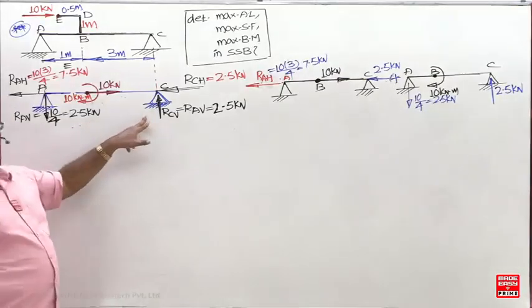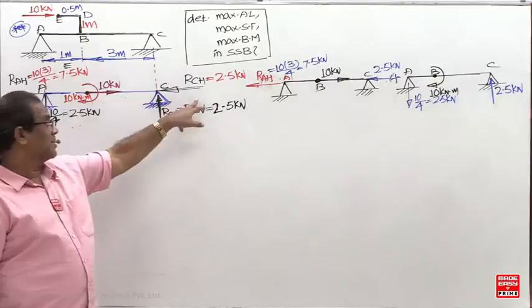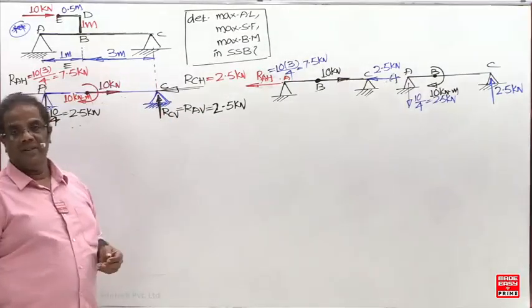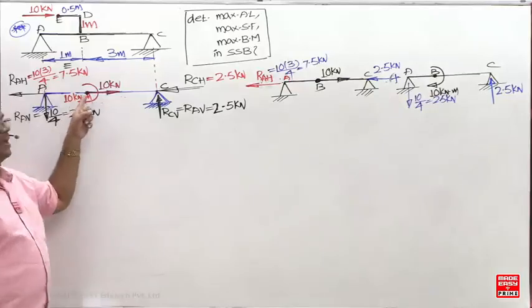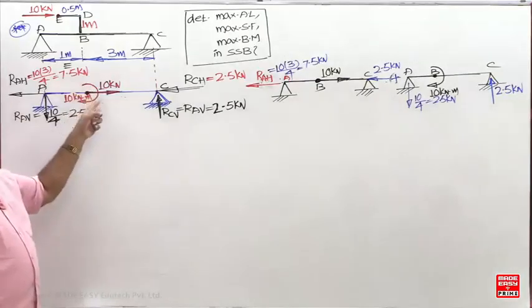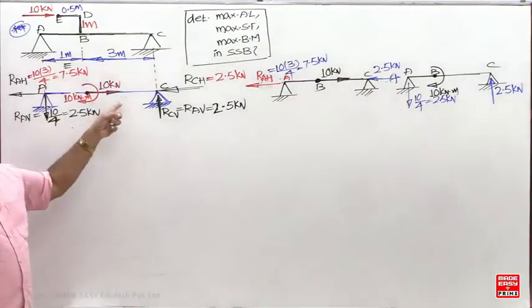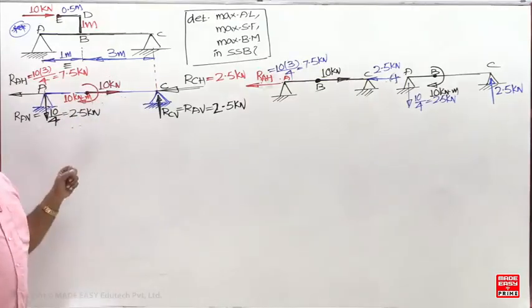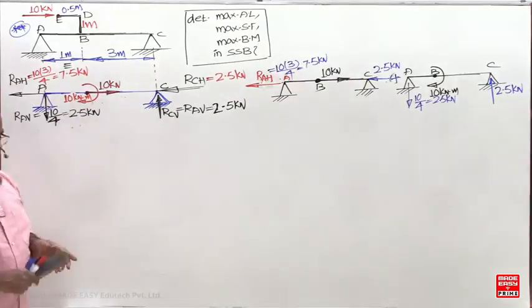If you ask at A, the axial load is 7.5 tensile, shear force minus 2.5. And if we ask at C, what is the axial load? 2.5 compressive. And the shear force is what? Minus 2.5. Bending moment is 0. And if you ask at B, how many times do you have to calculate the axial load? 2 times. Axial load should be calculated 2 times, bending moment should be calculated 2 times, and shear force 1 time.